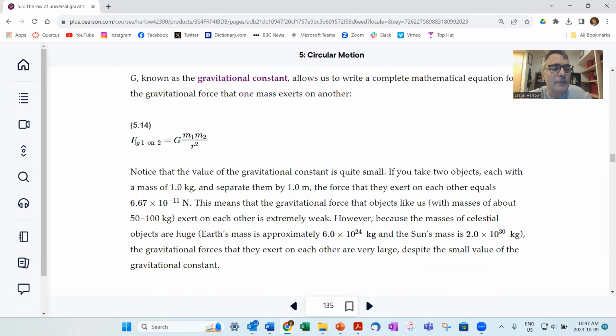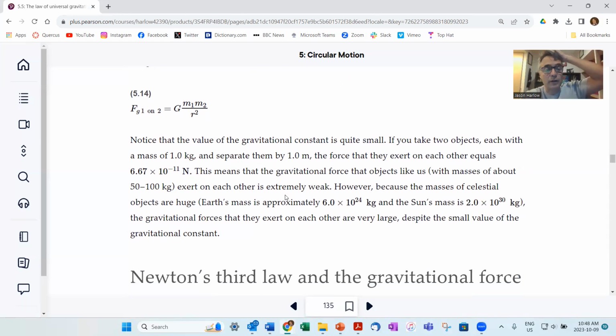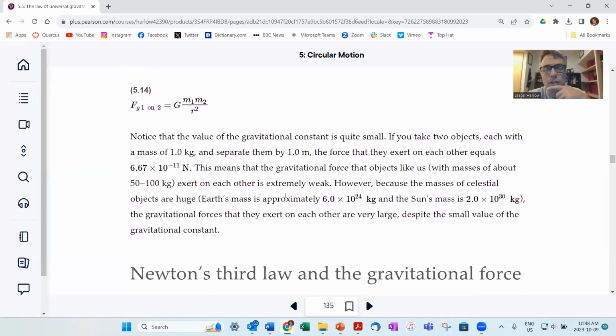Okay, here it is. The force of gravity of 1 on 2 is capital G times m1 times m2 divided by r squared. So this is an attractive force between any two objects, mass 1 and mass 2, whose centers are separated by a distance r. The force of gravity between them is this, where this constant G is 6.67 times 10 to the minus 11 newtons per kilogram squared times radius squared.